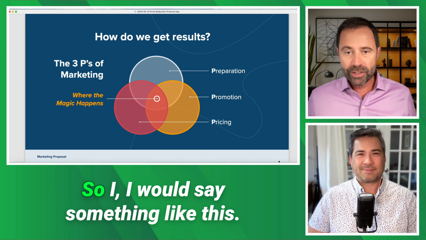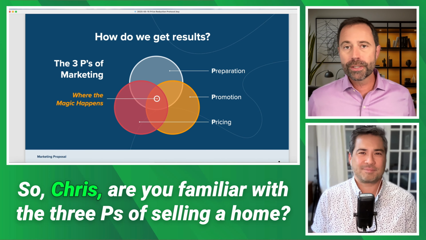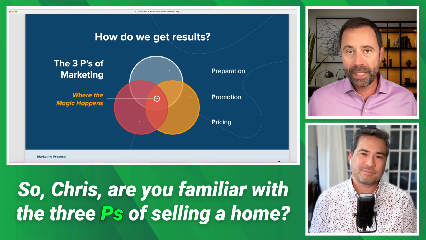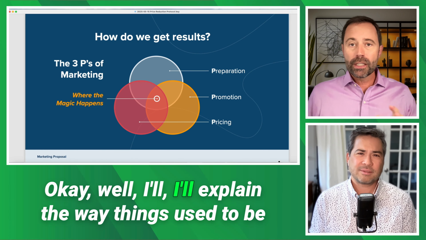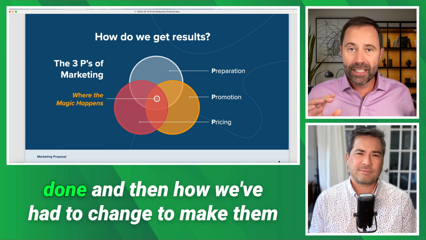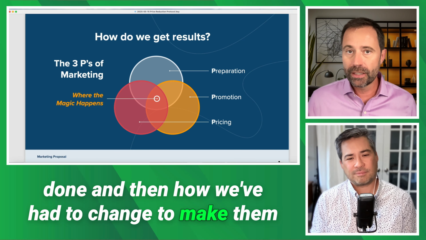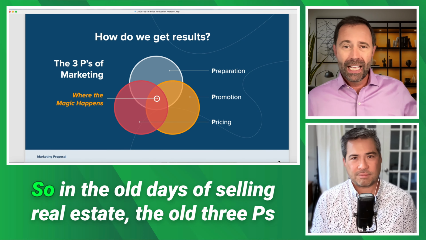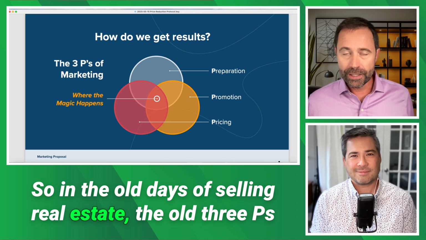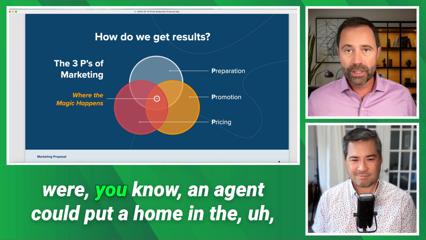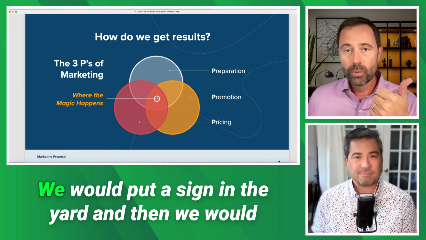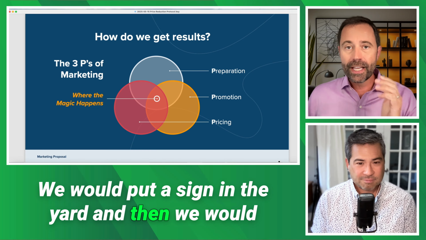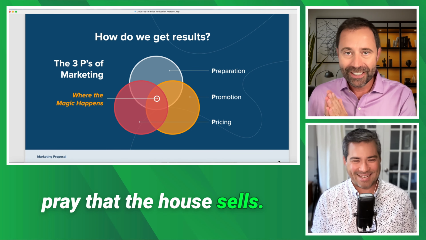Sure, sure. So I would say something like this. So, Chris, are you familiar with the 3Ps of selling a home? No, I'm not. Okay, well, I'll explain the way things used to be done and then how we've had to change to make them actually effective today. So, in the old days of selling real estate, the old 3Ps were, an agent could put a home in the MLS, we would put a sign in the yard, and then we would pray that the house sells.